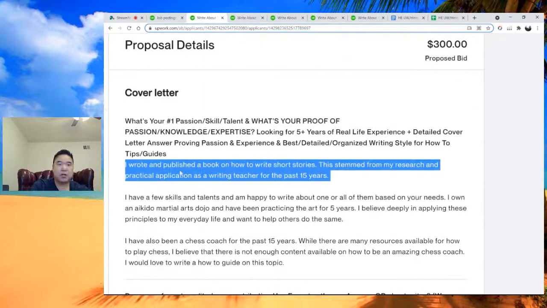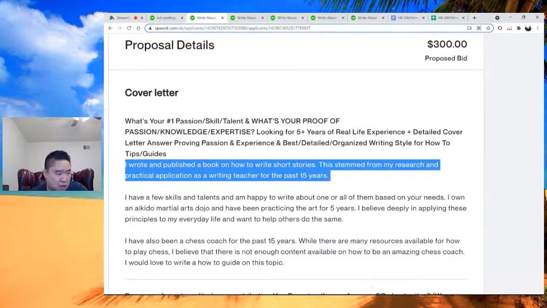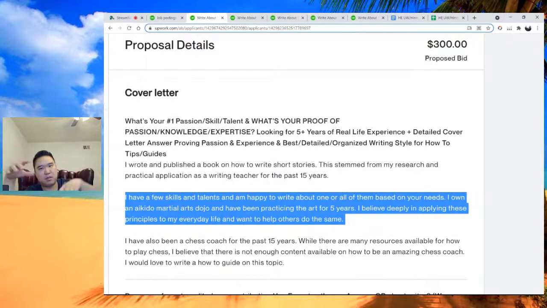I wrote and published a book on how to write short stories. This stemmed from my research and practical application as a writing teacher for the past 15 years. Okay. So she wrote a book about short stories. So I can potentially hire her about how to write another book on how to write short stories. Okay. Another guide on how to write short stories. So I'll consider that. I have a few skills and talents, so it'll be a similar book, but written from scratch, written again, a new perspective. Okay, that'll be great.